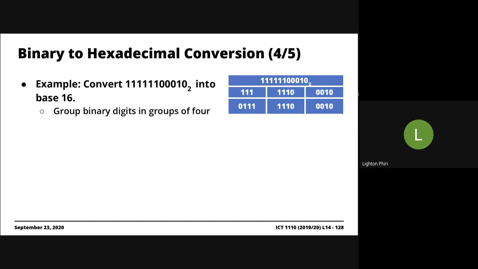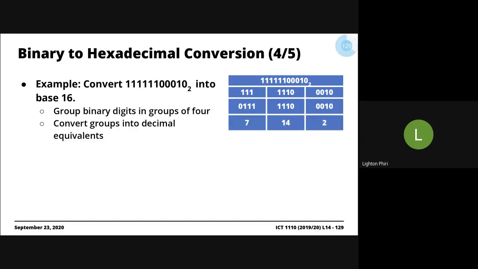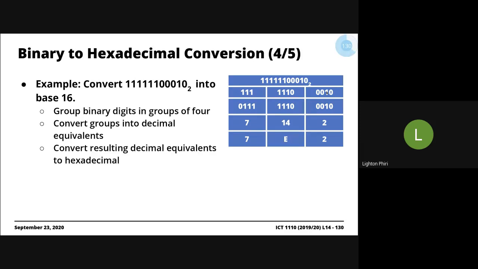And then afterwards, I convert these groups of 4s into the equivalent decimal numbers. And then I convert the decimal numbers into hexadecimal. I know that 2 is 2, 7 is 7. What is 14? E. Is this making sense? And then your answer will be 7E2 base 16.